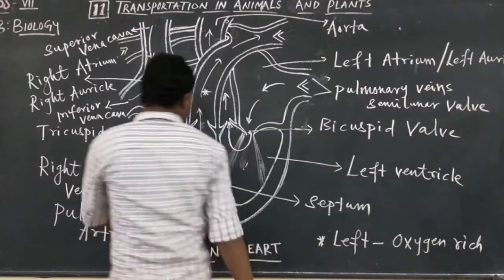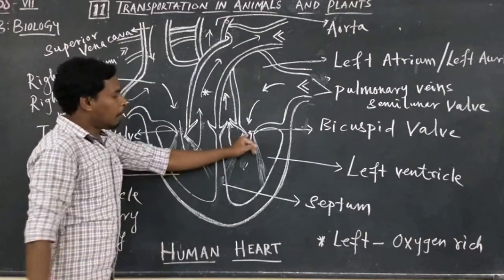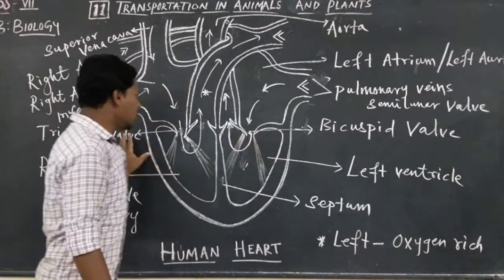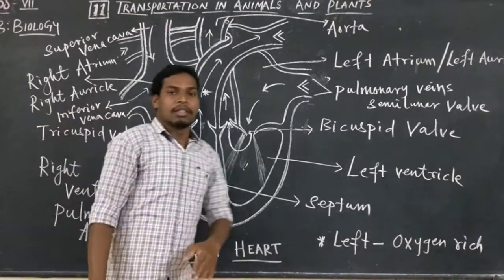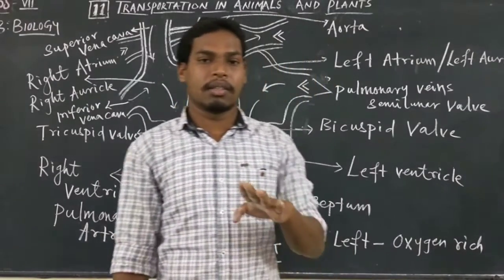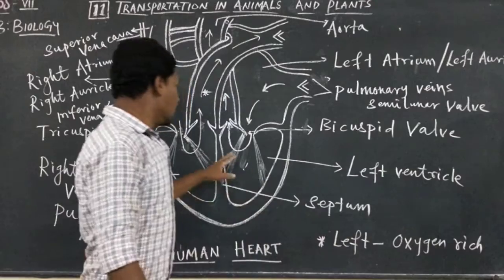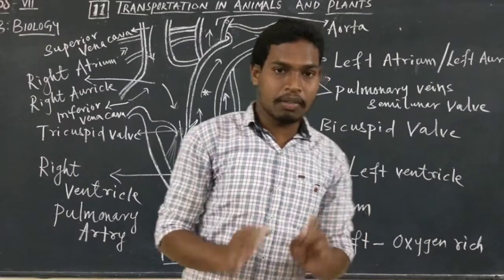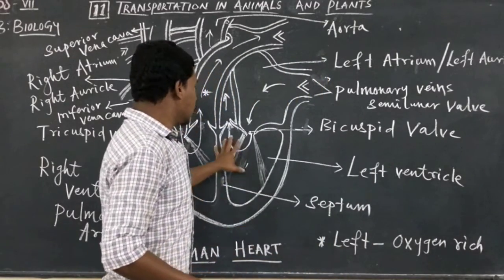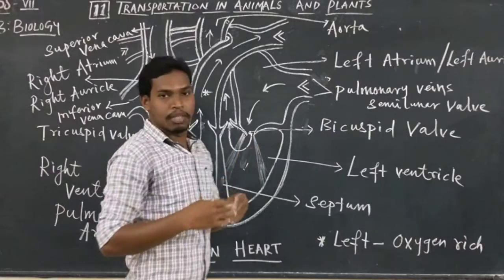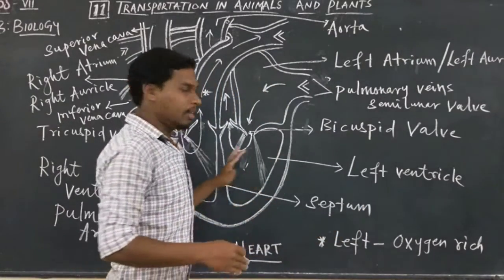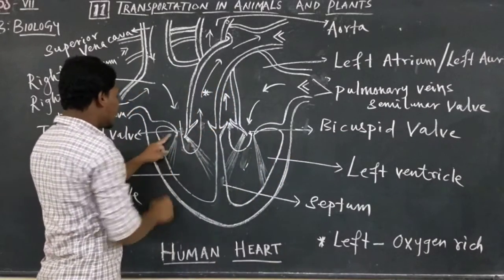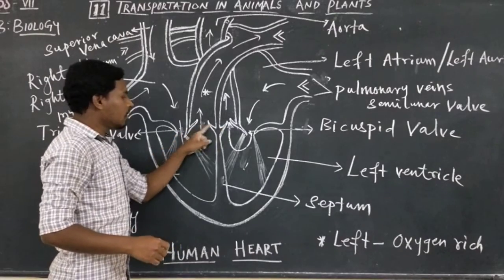Students, here you can see the valves: the bicuspid valve and the tricuspid valve. When they close, we get the lub-dub sound. The sound of the heart is known as the lub-dub sound. We get the sound because of the closing of the valves. Here you can see the bicuspid valve, this is the tricuspid valve, and here you can see the semilunar valve.